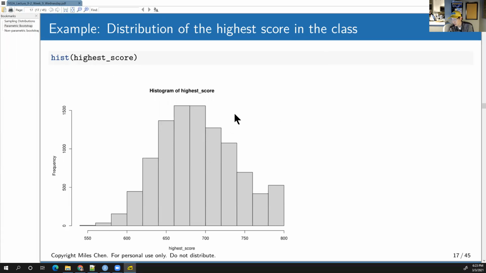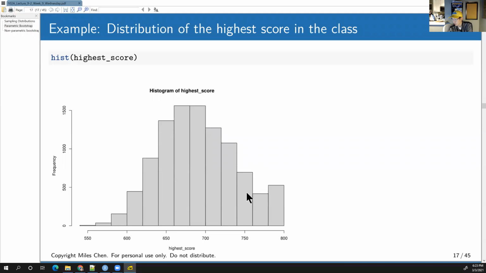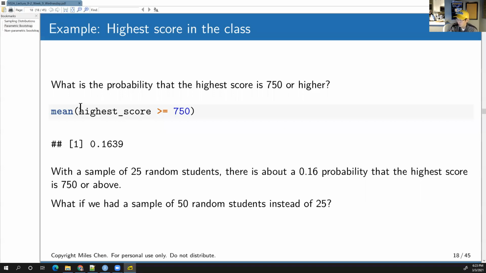So this is the distribution of the highest score in the class. We can ask, how often is the highest score 750 or higher? We can draw a line at 750 and ask what proportion is greater than 750. Here's this vector of length 10,000 with a whole bunch of different highest scores, and we ask how often the highest score is greater than or equal to 750. This is a logical vector. I take the mean of it to get the proportion, and it says that with a sample of 25 students, this happens around 16% of the time, 0.1639.